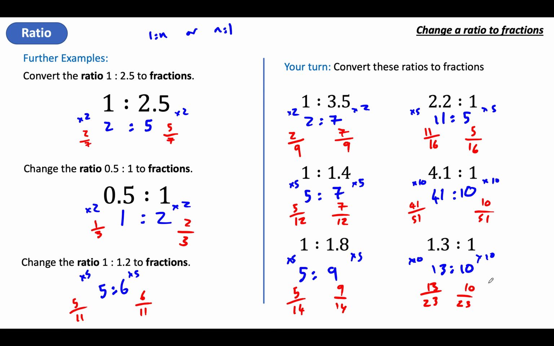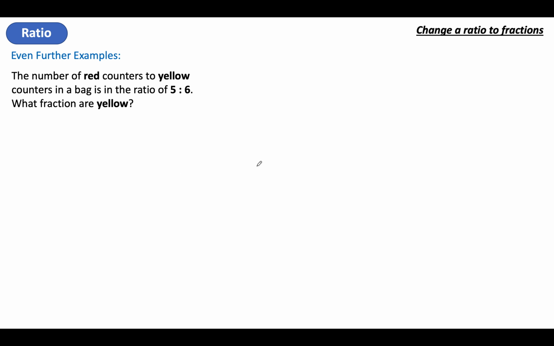Just one other tiny bit to cover, which is sometimes they come as worded questions, like: the number of red counters to yellow counters in a bag is in the ratio of 5 to 6. What fraction are yellow? You have to identify which side you're after. Remember, ratios always go in the order they're given. So if it's red to yellow in the question, the ratio will also be red to yellow. In this case, I want the yellows, which is 6 out of 11, because 5 plus 6 is 11.